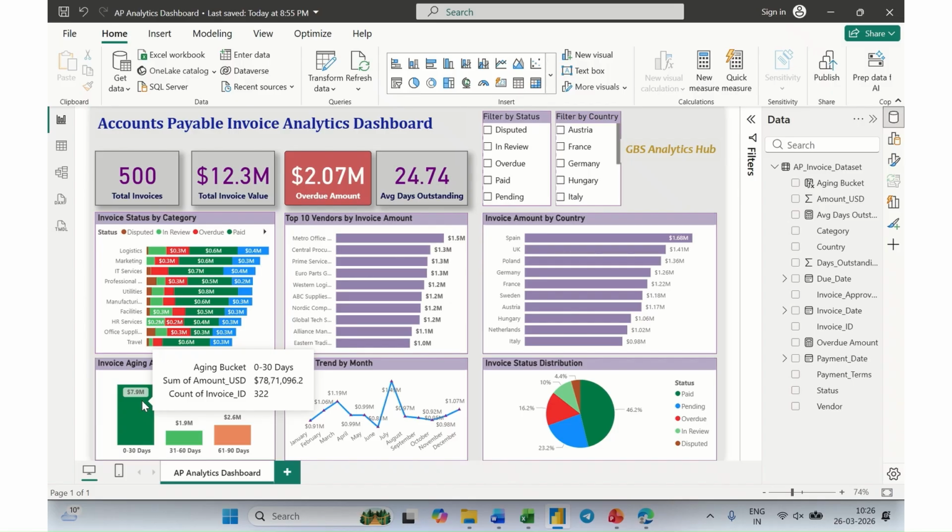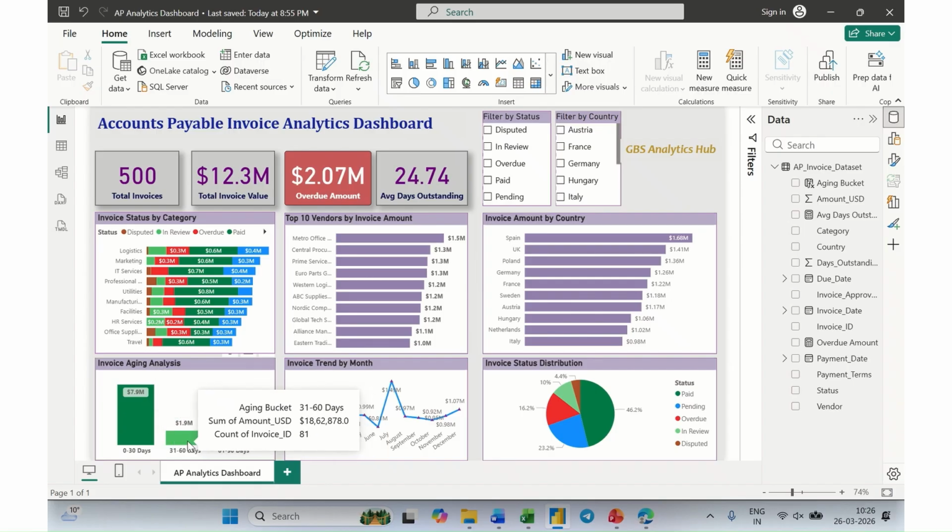The 61 to 90-day bucket shows $2.6 million. These are overdue and require urgent action. In this dataset, no invoices exceed 90 days, but in a real-world deployment you would typically see a fourth bucket here representing severely overdue invoices that carry significant financial and reputational risk. The aging chart is the single most important tool for accounts payable prioritization.